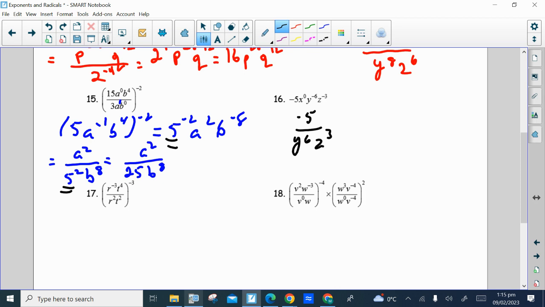Okay, there's your answer. So again, that 5 is a negative number. There's nothing we can do about that. Nothing we need to do about that. It stays negative 5.